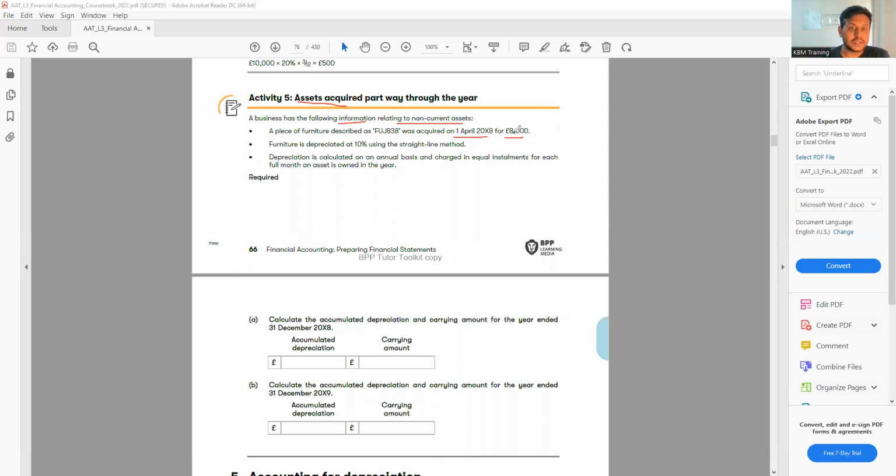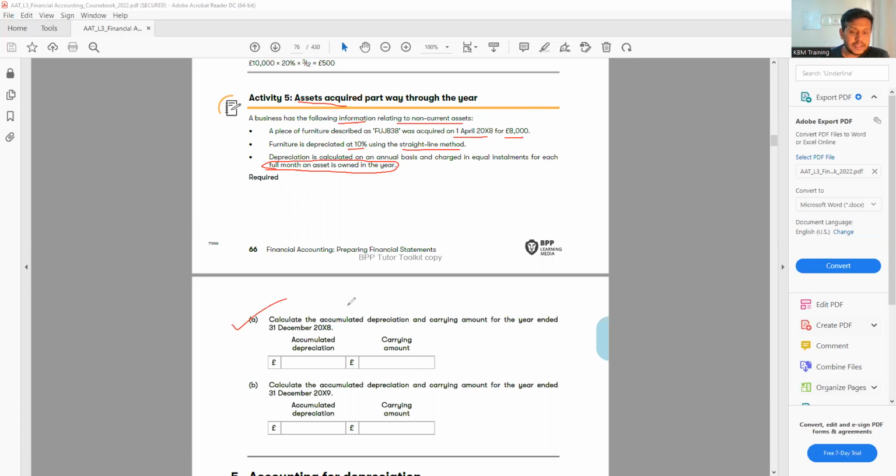The cost is 8,000. The depreciation rate is 10%, and we are using the straight line method. Depreciation is calculated on an annual basis, charged in equal installments for each full month the asset is owned in the year. It's very important to understand this line. So if you buy in April, depreciation starts from April, and it depends how many months we have used for that year.